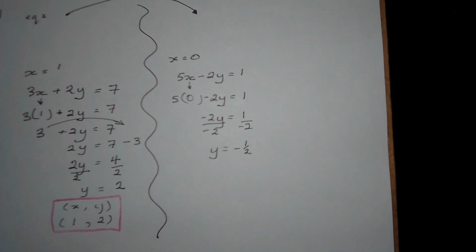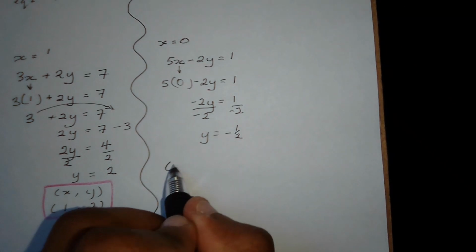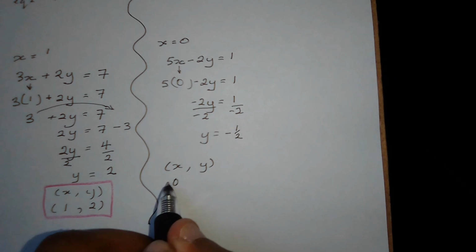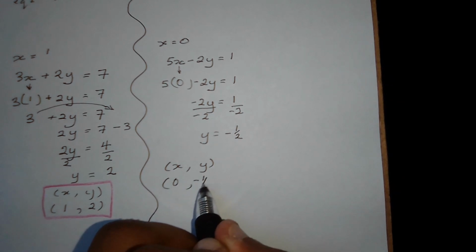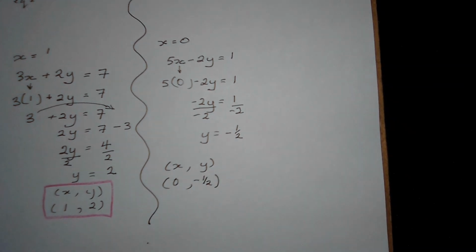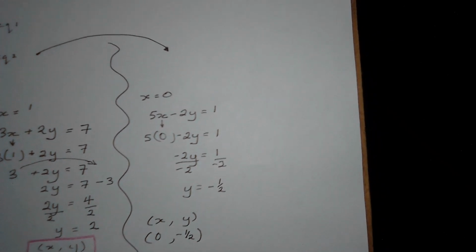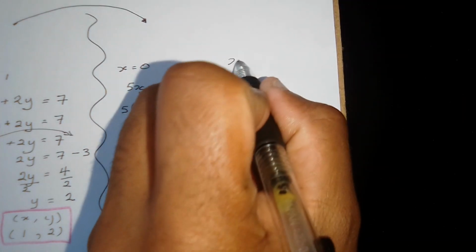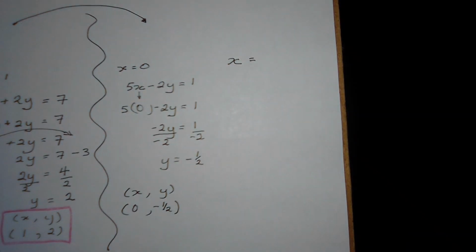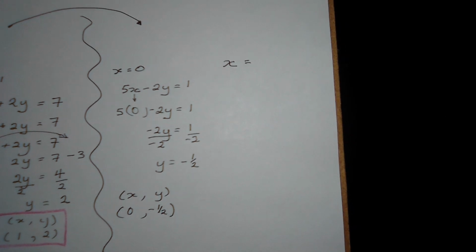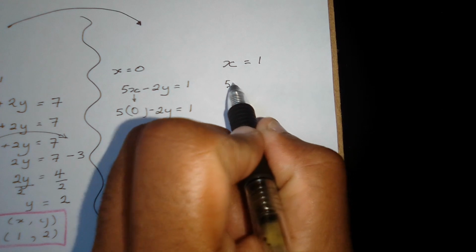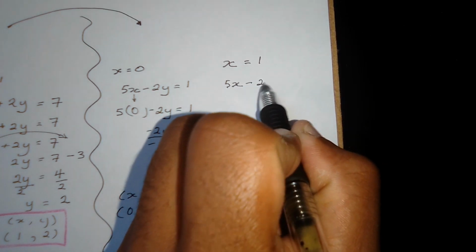So the coordinates for this point would be x, notice I'm always putting x first. X was 0 and y was negative a half. Great. So we still need to find one, that's just 1 point. So any straight line, to draw it, you need 2 points. So I need to pick another x value. I'm going to see, what if x was 1? And then I'm going to substitute x for 1 in the same equation here.